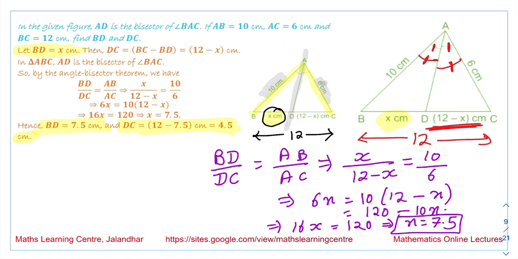Next we have is, if the bisector of an angle of a triangle bisects the opposite side, prove that the triangle is isosceles.